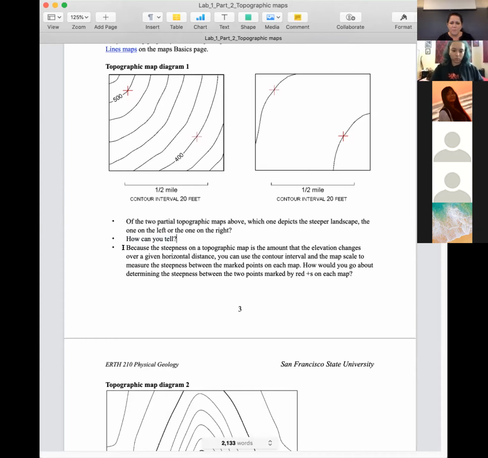Let's look at this last part of the question just to be thorough. Because the steepness on a topographic map is the amount that the elevation changes over a given horizontal distance, you can use the contour interval and the map scale to measure the steepness between the marked points on each map. How would you go about determining the steepness between the 2 points marked by the red pluses on each map? I could simplify that question and basically ask you to tell me what the slope is on the left-hand side map versus the right-hand side map.